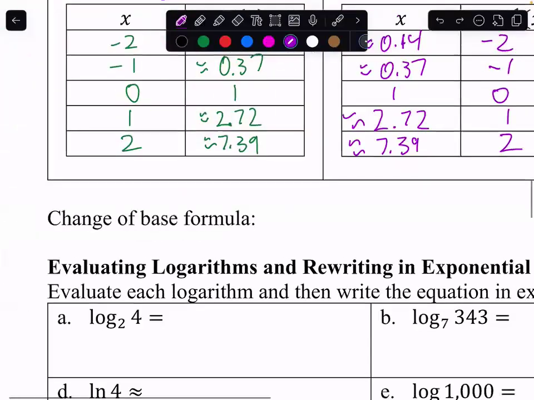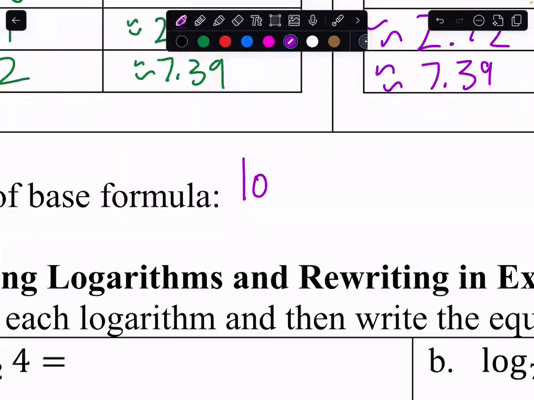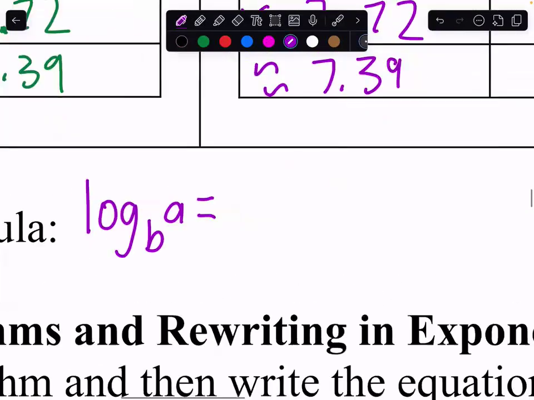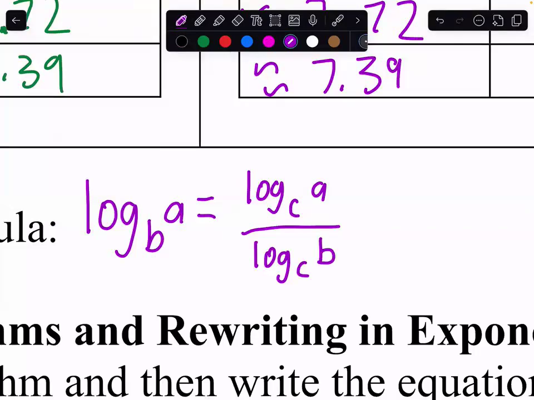Okay, so this is called the change of base formula. For any log base b of a, you can rewrite it as log base c of a divided by log base c of b.